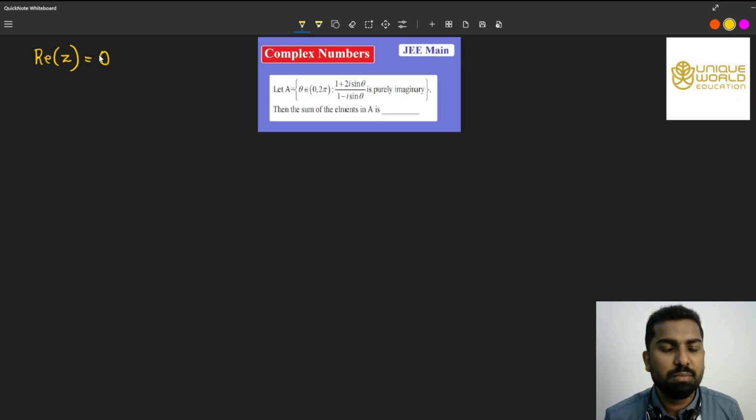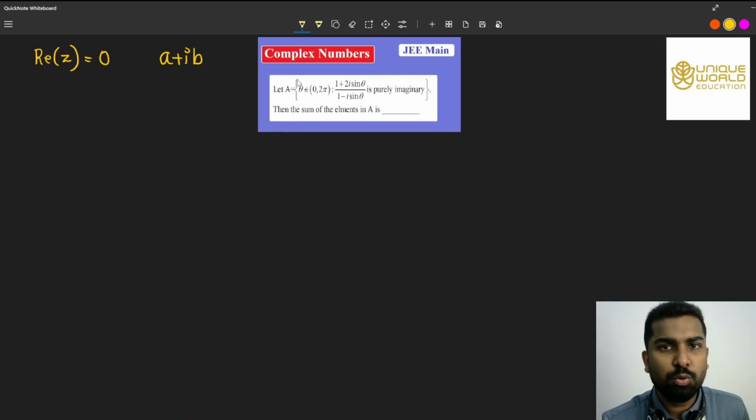What is the standard form of a complex number? It will be either a plus ib form or x plus iy form. If you are writing a complex number in a plus ib form, a is called the real part of this complex number and b is called the imaginary part, right? So the first task is to write this complex number (1 plus 2i sin theta) divided by (1 minus i sin theta) in a plus ib form.